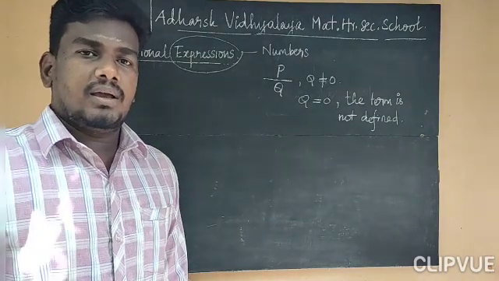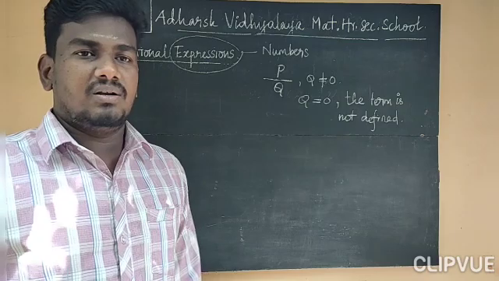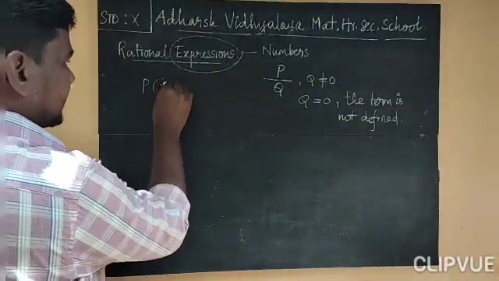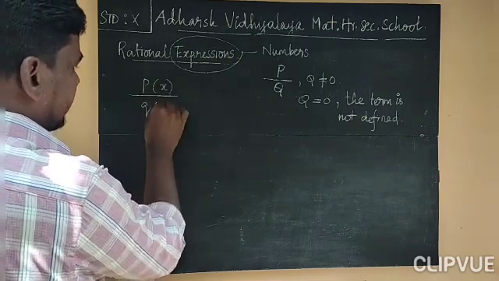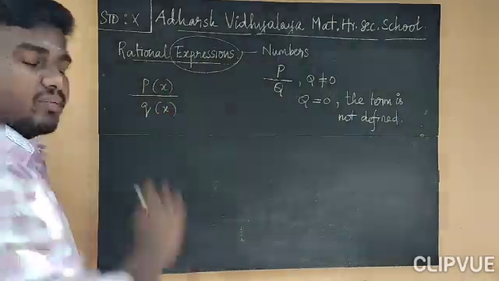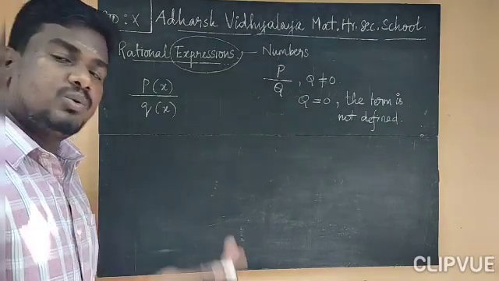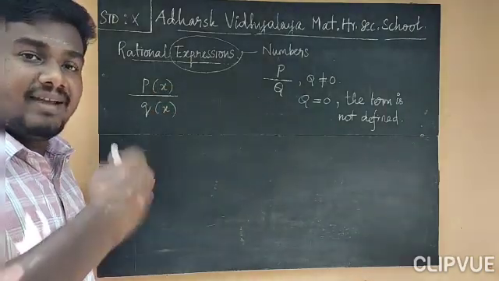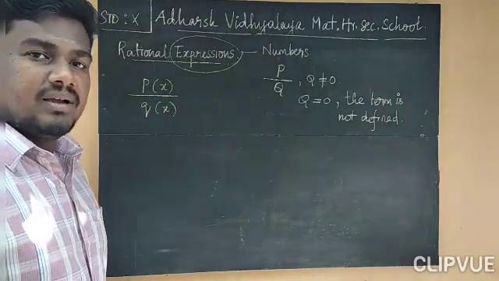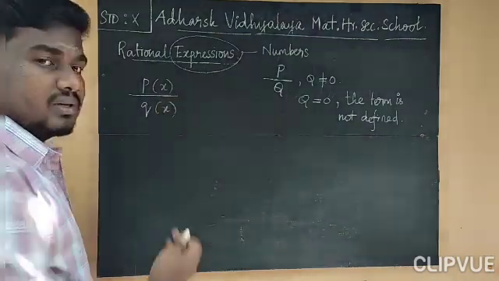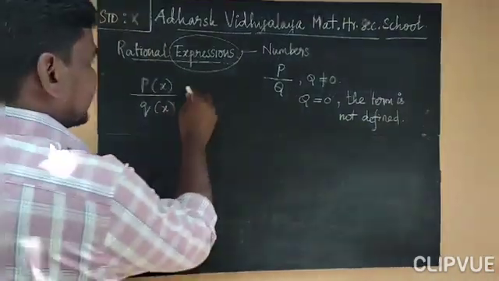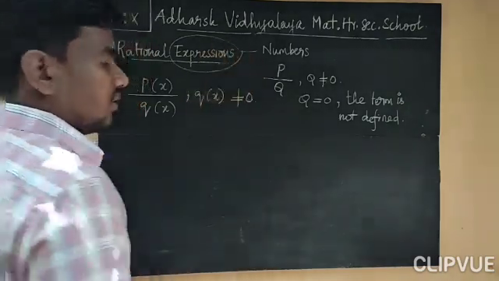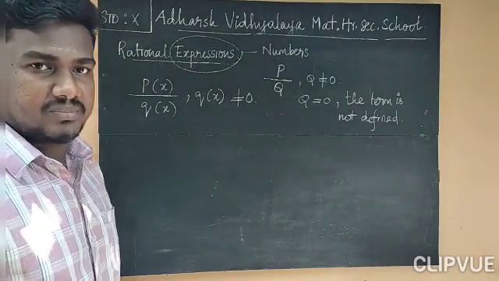So the ratio of two expressions is called a rational expression. Understand? So here I am going to take P of x divided by Q of x. This P of x and Q of x are two polynomials or two expressions, whatever it is, and x is the variable. It may take different values, it may take different alphabets. Here I took x as the variable, and the same concept: Q of x is not equal to 0. This is the concept.